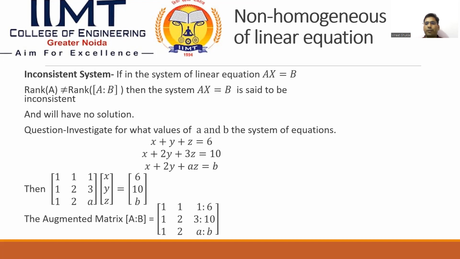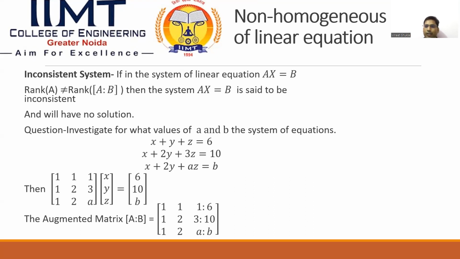Now we will solve a question: investigate for what values of a and b the system of equations x plus y plus z equals 6, x plus 2y plus 3z equals 10, and x plus 2y plus az equals b is consistent and has a unique solution, no solution, or infinite number of solutions. We form the system Ax equals B, where A is 1 1 1, 1 2 3, 1 2 a, X is x y z, and B is 6 10 b.